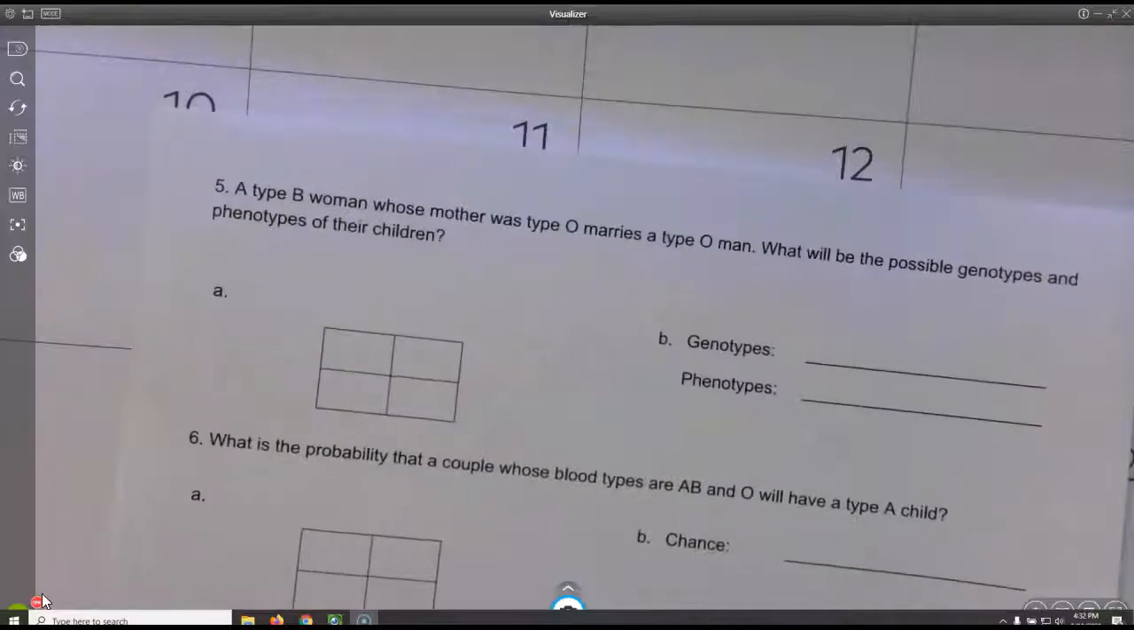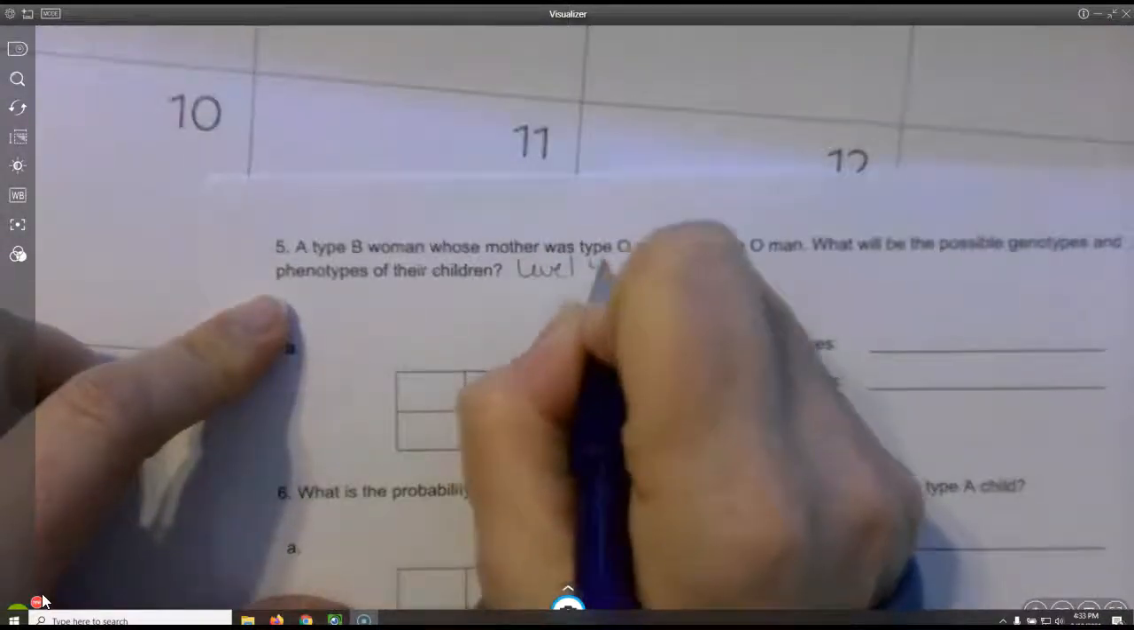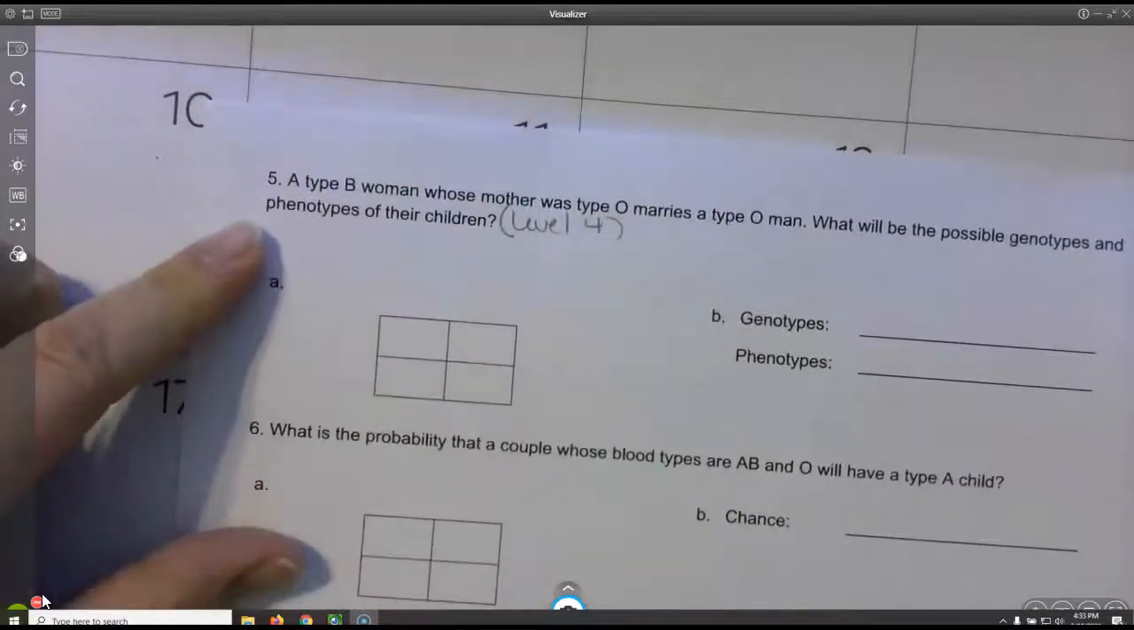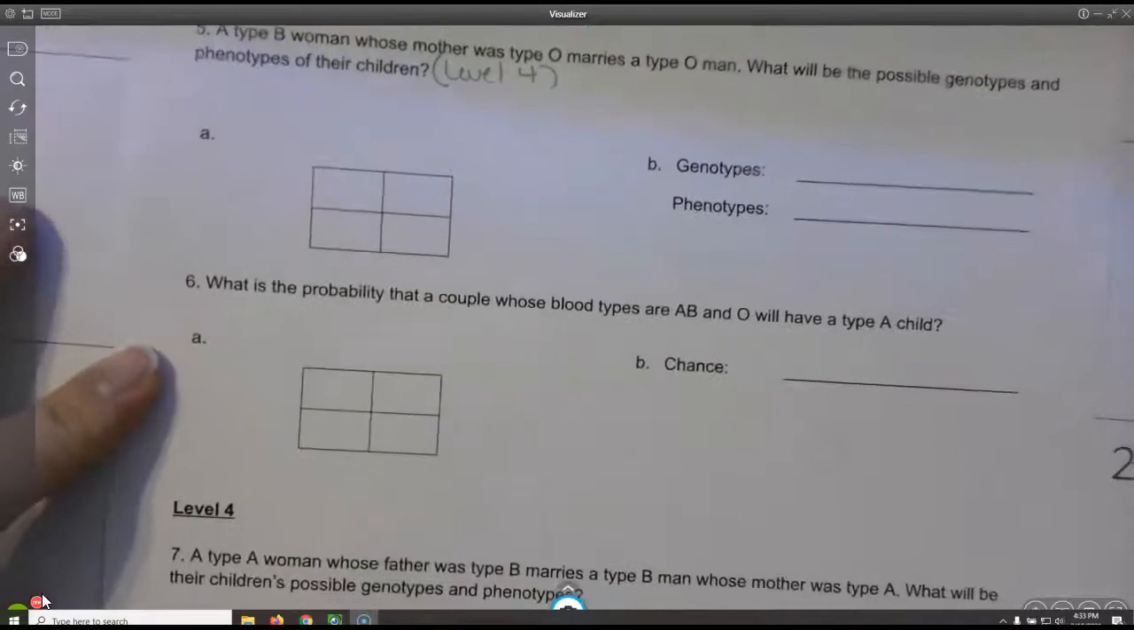Let's look at number 5 in a minute. This one is actually going to be a level 4 question. I just didn't have it in the right spot. So I'm going to come back to that in a second. Let's do 6 first, since that's the level 3.